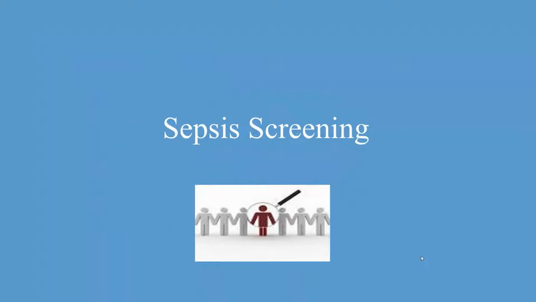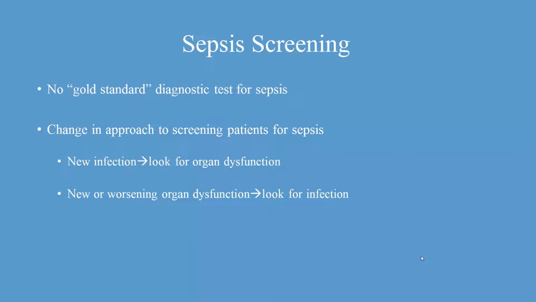So, going to sepsis screening, how do we find these patients? There's no diagnostic test for sepsis. Procalcitonin may help us identify if an inflammatory response is due to an infection or not, but it's not a test for sepsis. Lactate is not a test for sepsis. An elevated lactate typically means there's some problem that you need to be figuring out and paying attention to, but does not equal sepsis. Basically, it really just boils down to this: if there's a new infection, look for some organ dysfunction, and if there's new or worsening organ dysfunction, then look for an infection. And it's really a clinical diagnosis.